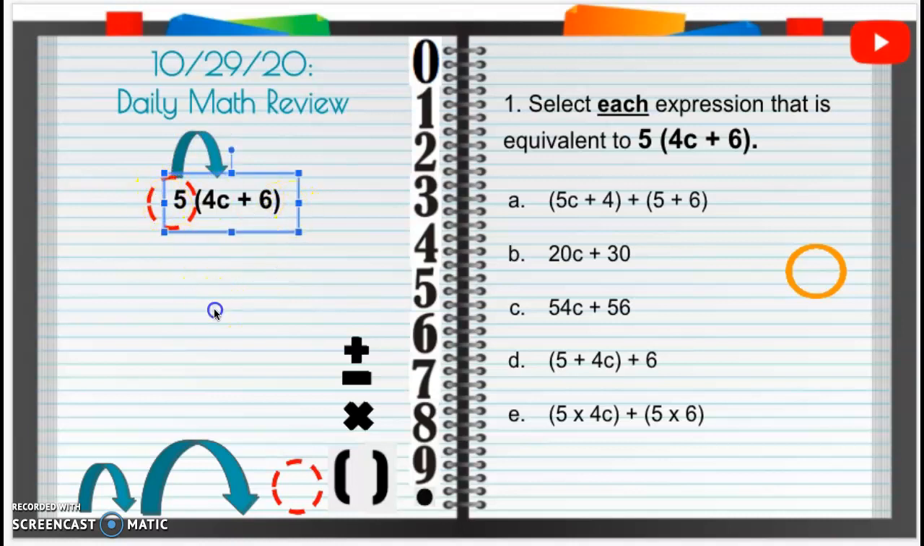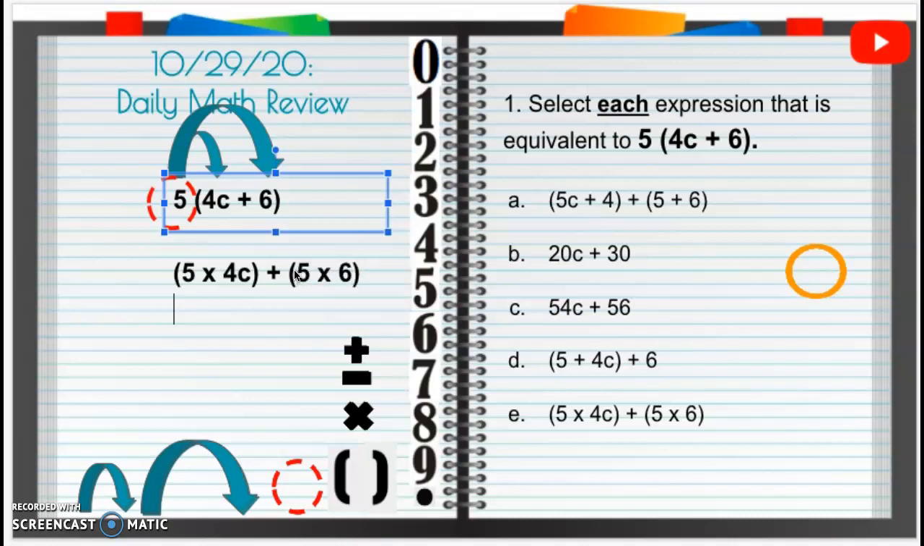Let's make this a little bit bigger. So we have that 5 times 4 times that C. Then we have our 5 and we distribute it to that 6. So 5 times that 6 is going to be in that parentheses now. 5 times 6. Now, what can we do here?